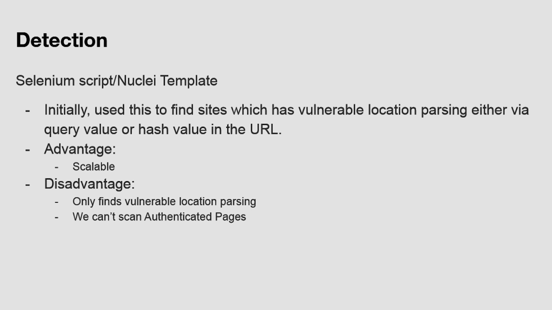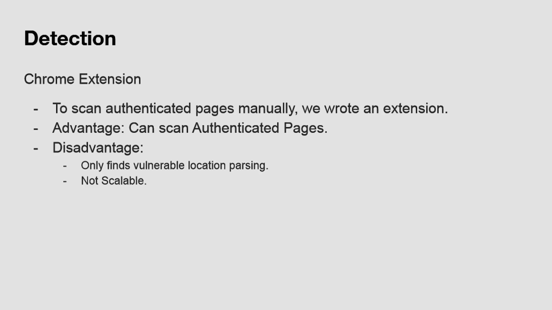To solve this issue, we created a Chrome extension, which you can think of as an exact port of the Python script, but in Chrome. It does the same as the Python Selenium script, but in Chrome. So you can casually surf each and every website, and if there is a vulnerable location parser, it finds it. This has a disadvantage, as you can guess: it is not scalable like the Python Selenium script.